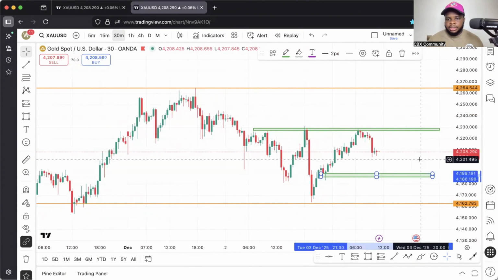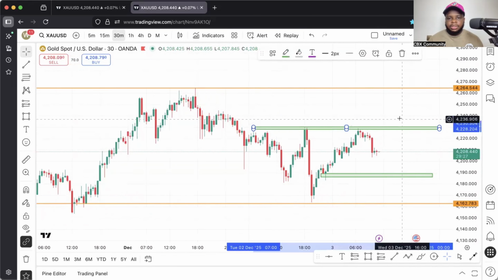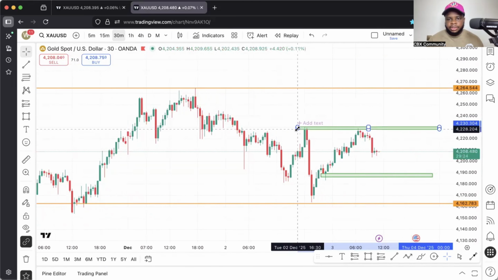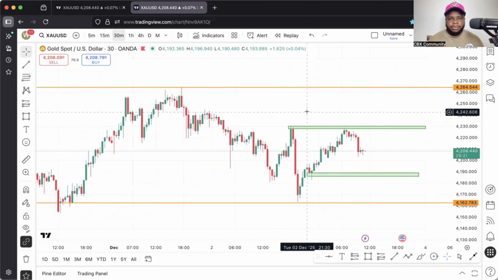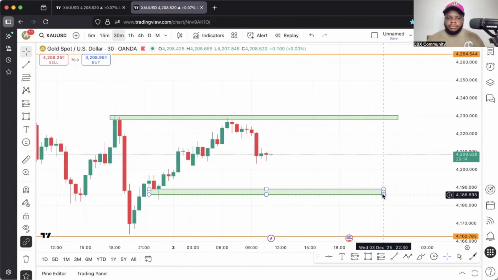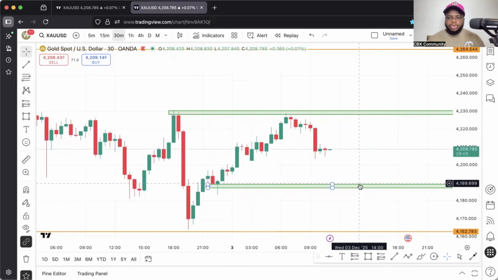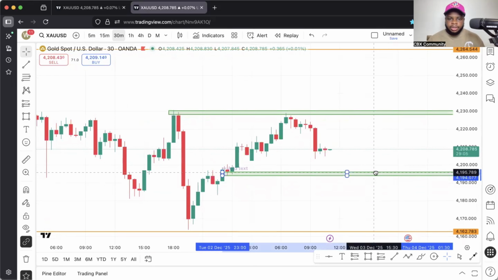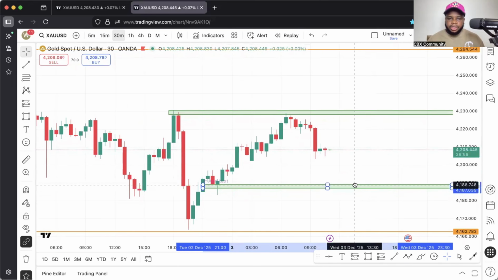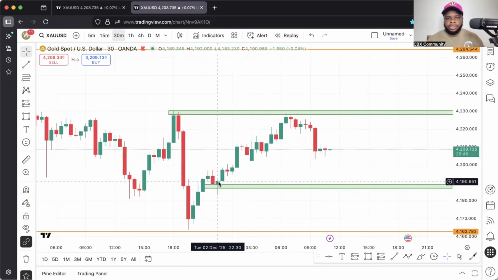So let's adjust this here. Let's move this here. Let's bring this thing here. We can choose to put our support zone here, or you can put your support zone here. But let's leave it here, because from this support zone down to this support zone is a very small range. So it's either you put your support zone here or you put your support zone here.